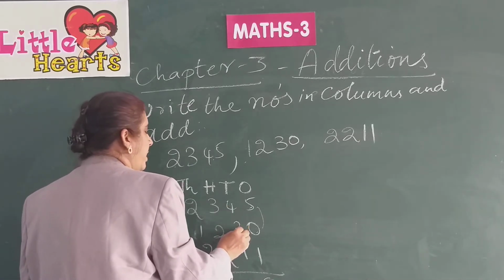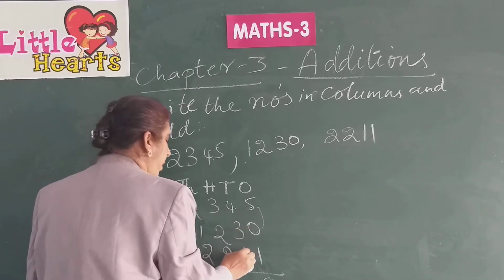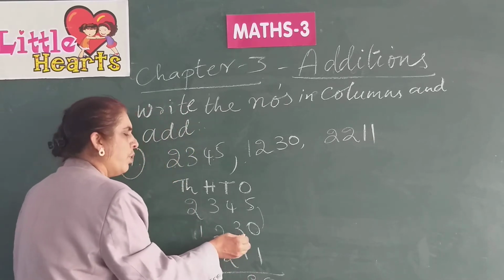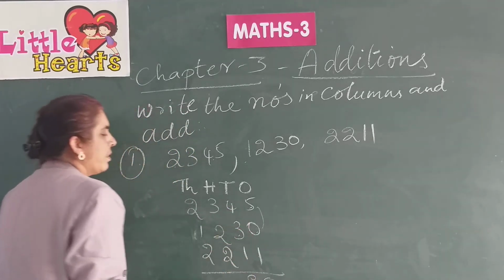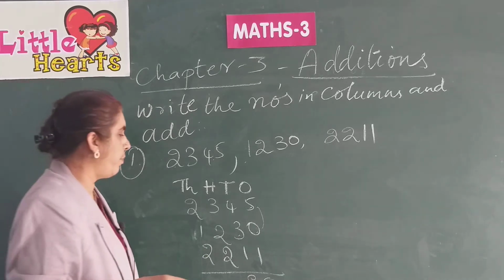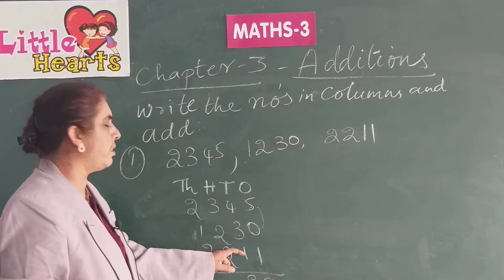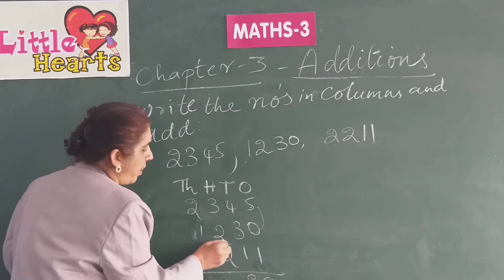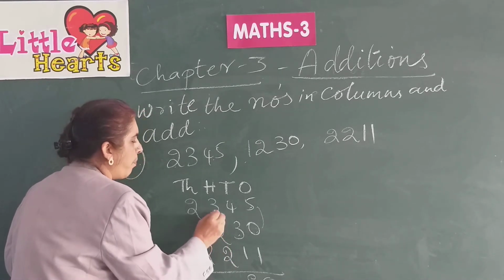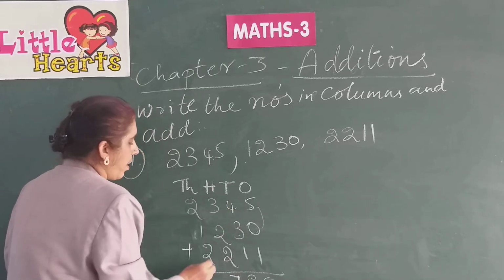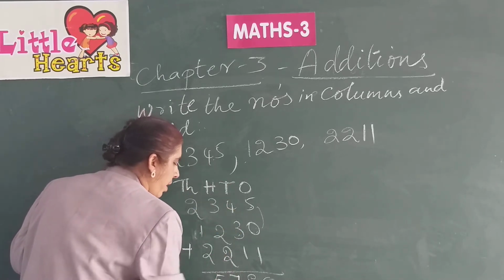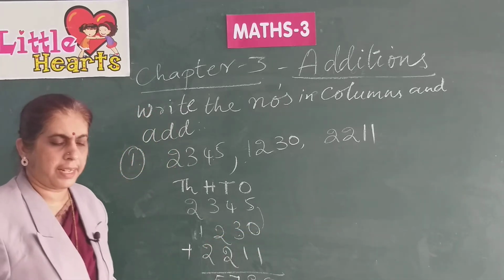4 plus 3, 7. 7 plus 1, 8. It can be done as 1 plus 3, 4, 4 plus 4, 8. So change of order doesn't make any difference. You can add anyhow. 2 plus 2, 4, 4 plus 3, 7. 2 plus 1, 3, 3 plus 2, 5. 5,786 is the answer.